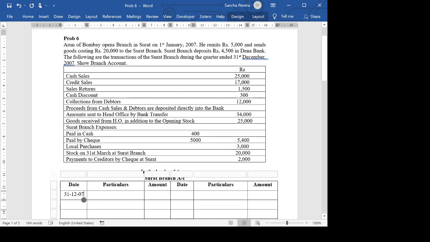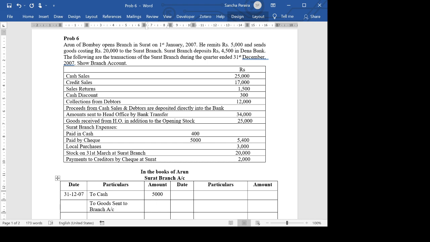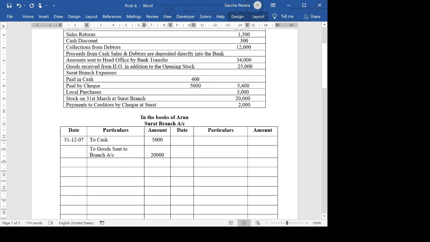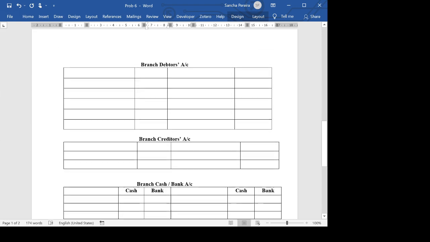So, to cash, he sent money to cash. He has sent 5,000 rupees and he has also sent goods costing rupees 20,000. So, to goods sent to branch account on the same day, the amount is 20,000 rupees. Now, of this, the cash of 5,000 is also going to reflect in the cash or bank account. So we'll post that accordingly.